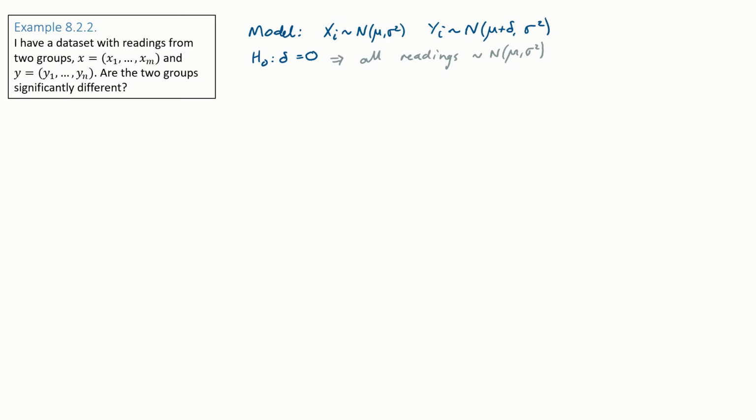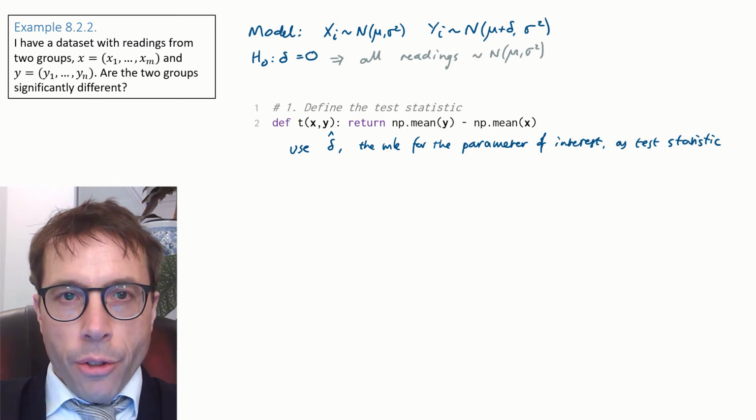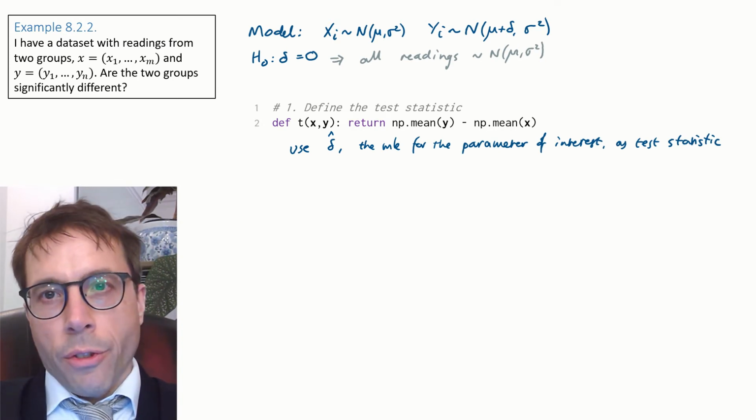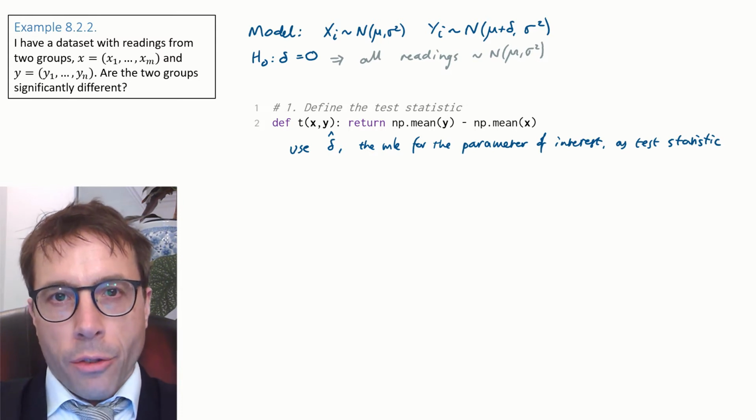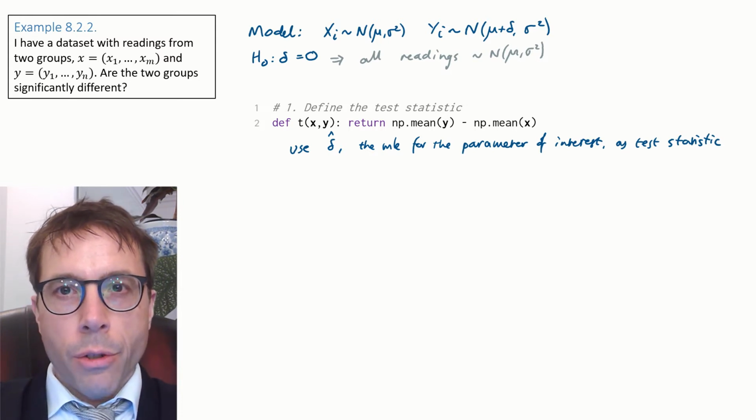Just to summarize what we've decided so far, we're going to model our data as normally distributed with these parameters here, including delta, and H0, the null hypothesis, will be the hypothesis that delta is equal to 0. The first step in Fisher's procedure is to decide on a test statistic. We've decided to use delta hat, the maximum likelihood estimator for the parameter of interest, and we've seen enough maximum likelihood calculations by now to be able to just write out a formula for it.